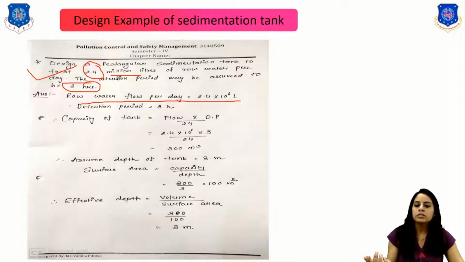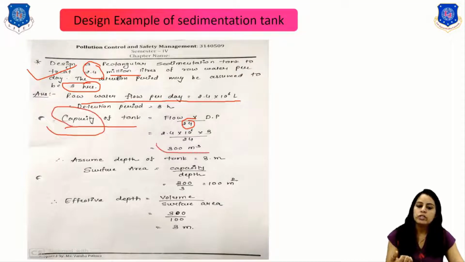After that, we first find the capacity of the tank. The capacity of the tank is equal to flow into detention period divided by 24, because the flow is 2.4 million liter per day. So 2.4 into 10 raised to 6 into 3 divided by 24. The capacity or volume of the tank is 300 meter cube.